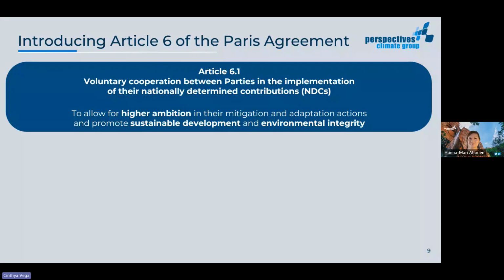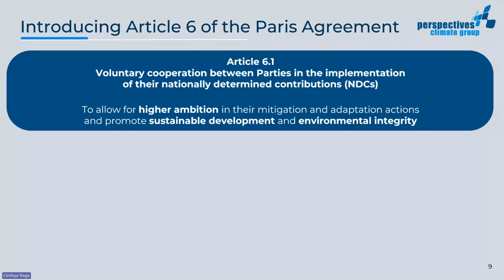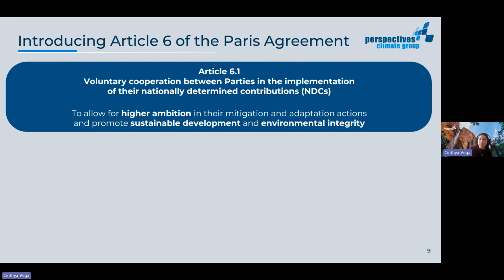Great. Well, now let us start slowly diving into Article 6 of the Paris Agreement. The Paris Agreement extends climate targets to all countries, and these targets receive the name of Nationally Determined Contributions, or NDCs in short. Article 6 provides options for countries to cooperate in the implementation of these NDCs, and this cooperation should allow for higher ambition and adaptation actions, and also promote sustainable development and environmental integrity. This has three main components that allows for cooperation.